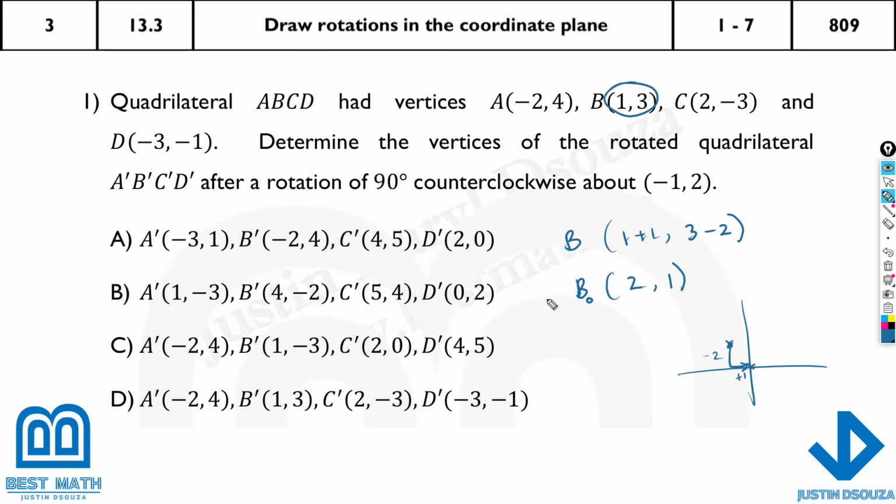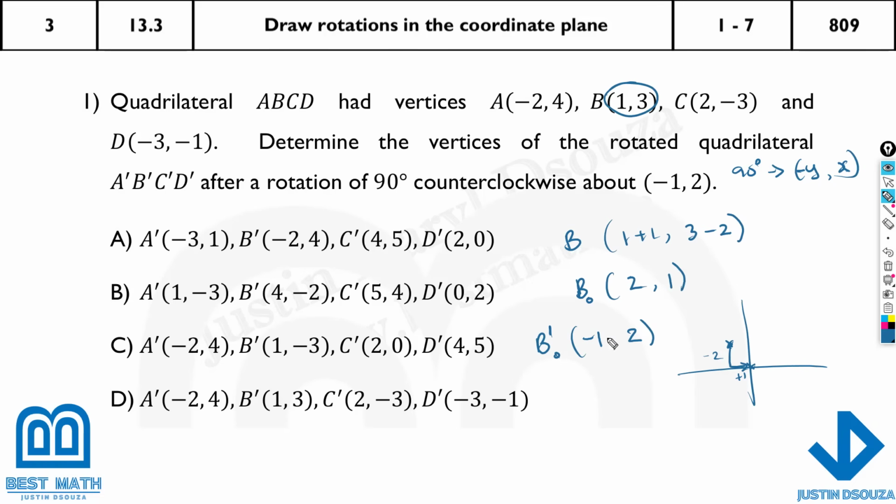Now what is this? It's a 90-degree rotation. So I know from the formula for 90 degrees, it'll be y, x, but the first part will be minus. So here, B prime, along the origin, will be -1 and 2. Why? Because it swaps and the first part becomes minus.